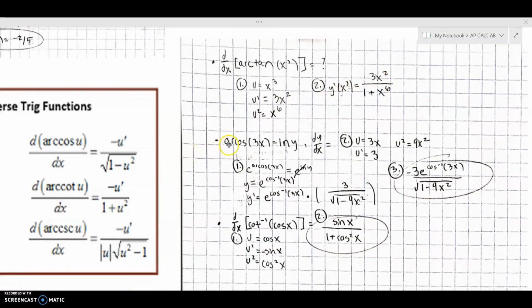Okay, I'll give you a few seconds to look over this problem right here. It's asking for the derivative of the inverse cosine of 3x is equal to ln y, right? So to start off, let's try to get y prime on one side. So let's use some implicit differentiation. Let's first start off with raising both sides to the power of e because we're trying to get y by itself.